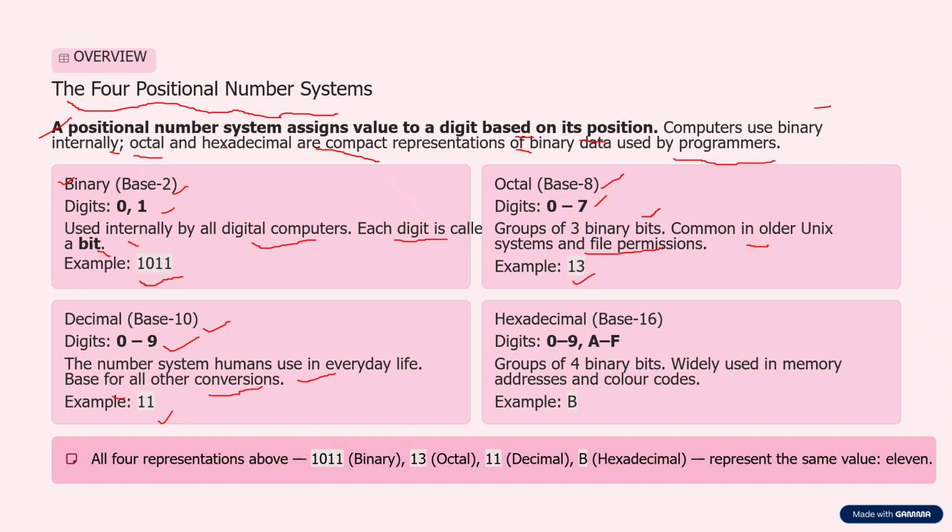Example, 11. Hexadecimal number system has a base 16. Allowable digits 0 to 9, capital A to F, that means 10 to 15. Groups of 4 binary bits, widely used in memory addresses and color codes. For example, B represents 11. You see all four representations above: 1011 in binary, 13 in octal, 11 in decimal, and B in hexadecimal represent the same value, 11.